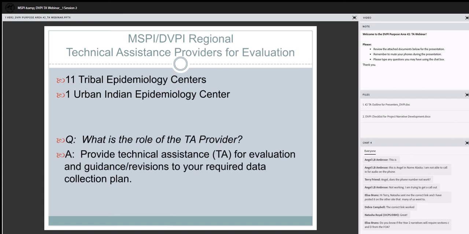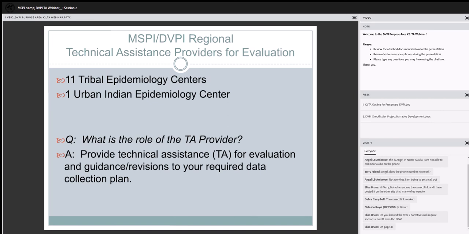Elisa writes, do you know if the year 2 narratives will require sections C and D from the FOA? Let's see, Elisa, what pages are you looking at so I can take a look and answer that question? Oh, here, there it was. There's D. Okay, local data collection tool is section D, and that does not get submitted until May of 2017. And C, organizational capacity, I don't think so. I think those were part of the application process. I think you're all set there.